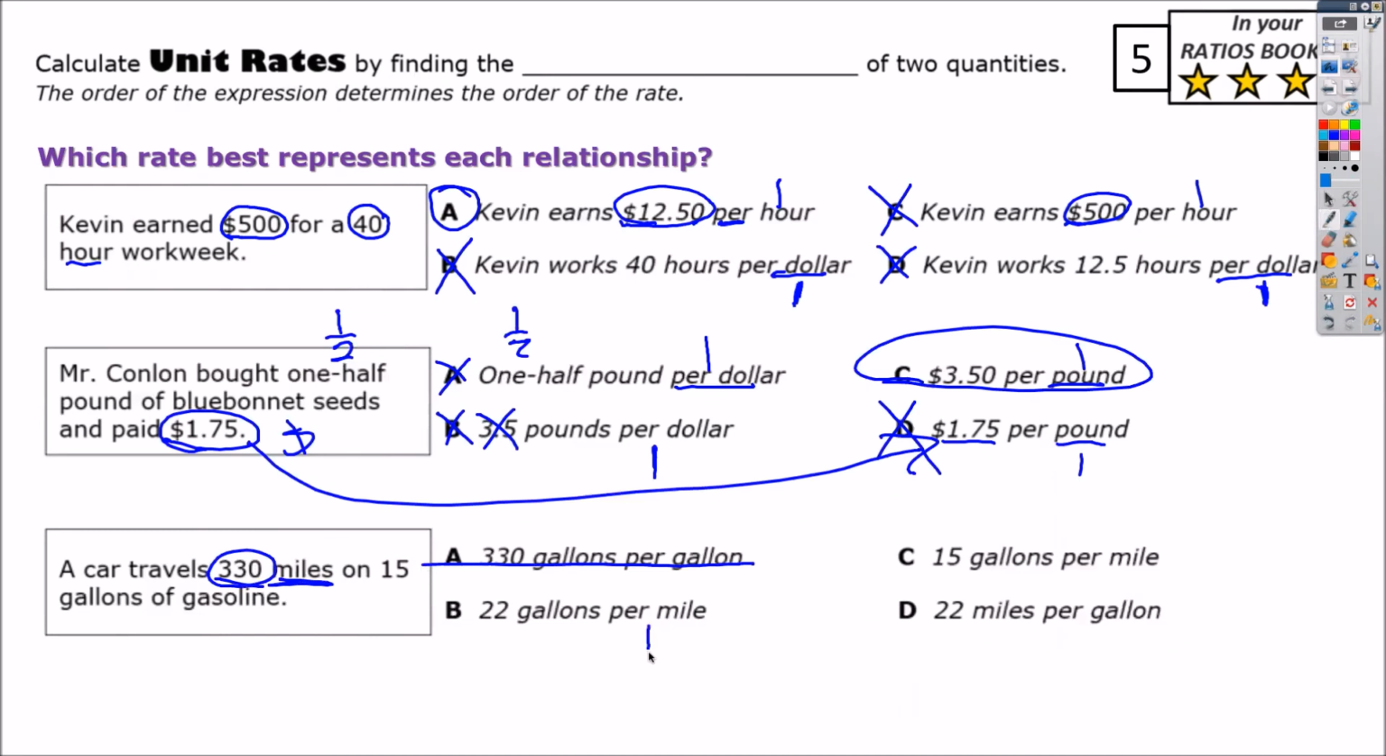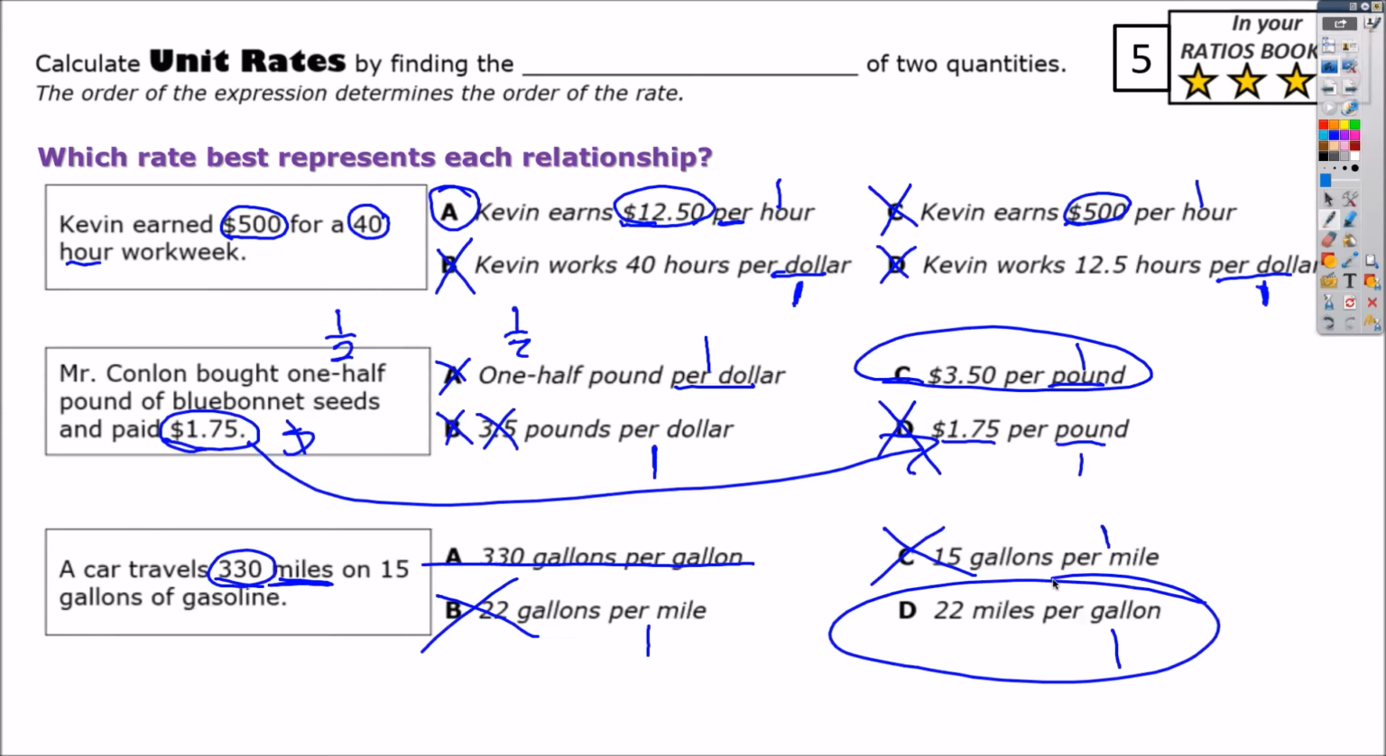22 gallons for 1 mile. The miles is not more. Out of here. 15 gallons per mile. Miles, again, it's not more. In here, 22 miles for 1 gallon. This is our answer. So you see how easy my trick can be if you use it.